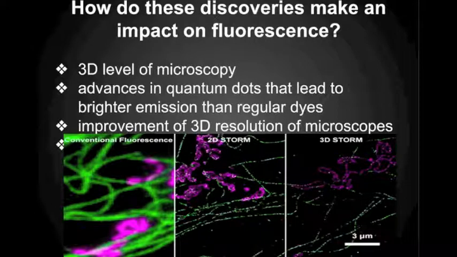How do these discoveries make an impact on fluorescence? The diagram shows the difference of a conventional fluorescence microscope compared to the 3D picture. As you can see, the picture has a clearer resolution. By improving the light microscope, it can further science into finding cures for diseases. Also, the use of quantum dots will help improve the resolution of a 3D image in cells by allowing brighter emissions than regular dyes.